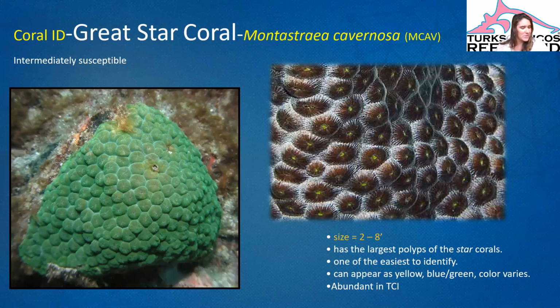It does have the largest of the polyps of the star corals, and again grows quite large, 2 to 8 feet. One of the easiest to identify. As far as the coloration, you can't count on that. It has numerous varieties. I've seen them yellow, bluey, green, purple, orange, lots of orangey, reddish, like terracotta colored ones around here as well. I've been noticing a lot of recruits, especially around Northwest Point, and they can be fluorescent orange. So if you're seeing these little polyps in the sand that are just really bright, those could be MCAV recruits.